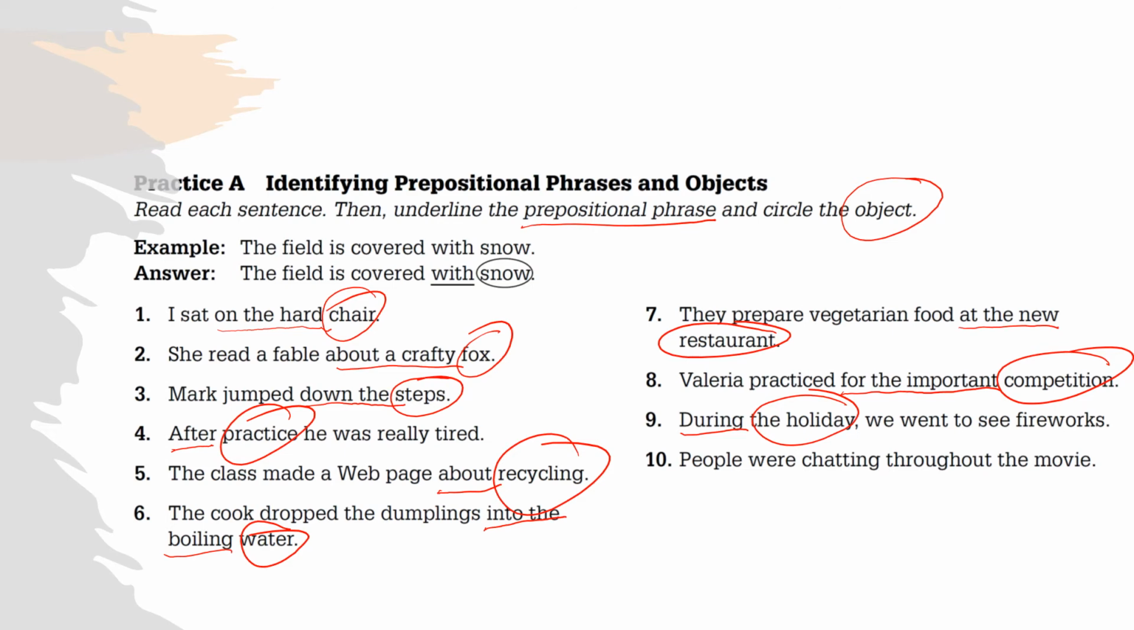So number 10, people were chatting throughout the movie. So yeah, that would be a noun. So throughout the, and movie is the object. All right. I hope that you got all of your answers correct. Otherwise, please correct them.